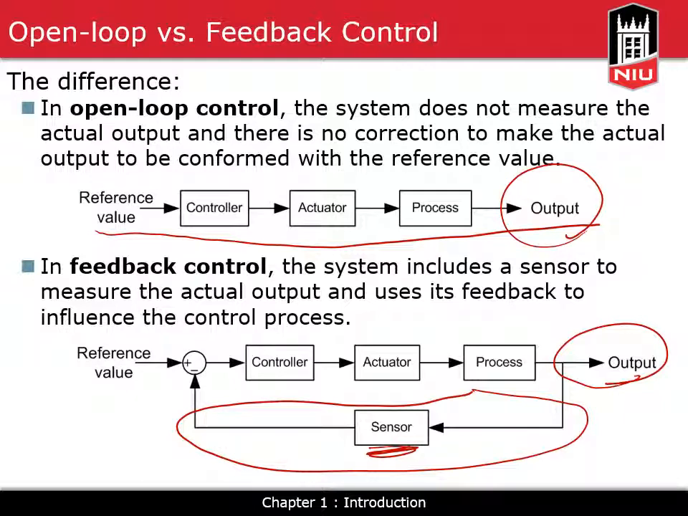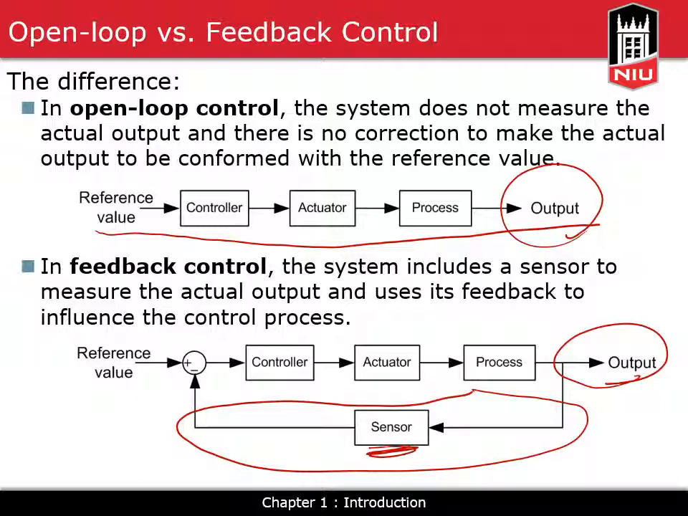This is very important. The reference value is the desired value of the output. What the sensor gives us is the actual value of the output at current time. The difference between the reference value and the actual output value would be the error. The error ideally should be equal to 0. So that is very good information to be given to the controller.